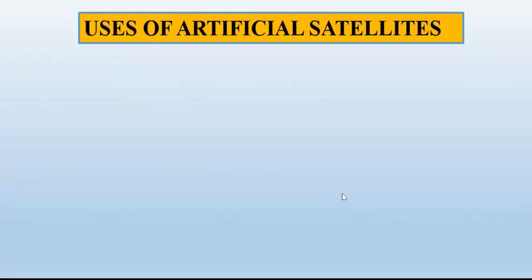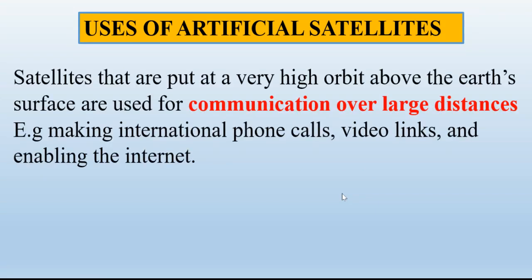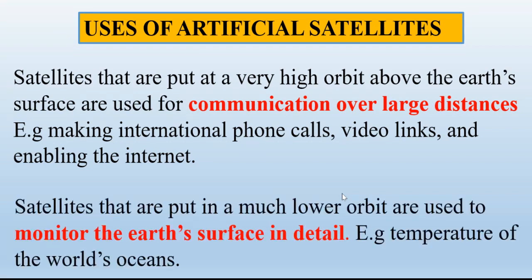Uses of artificial satellites. Satellites that are put at very high orbit above the Earth's surface are used for communication over large distances. For example, making international phone calls, video links, and enabling the internet. Those satellites that are put in a much lower orbit are used to monitor the Earth's surface in detail. For example, the temperature of the world's oceans.